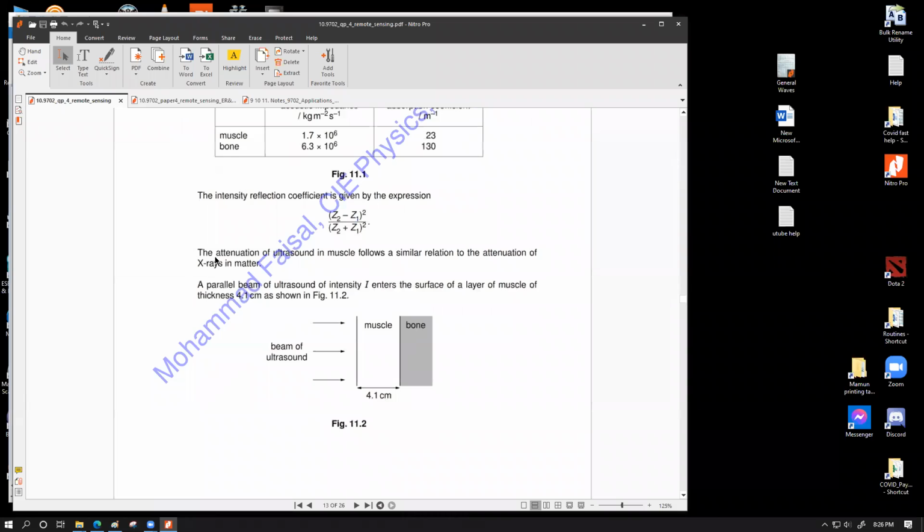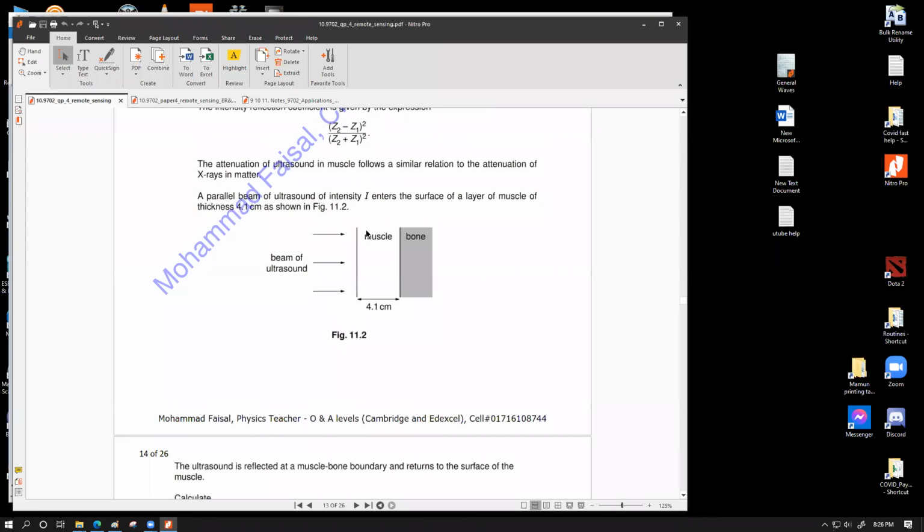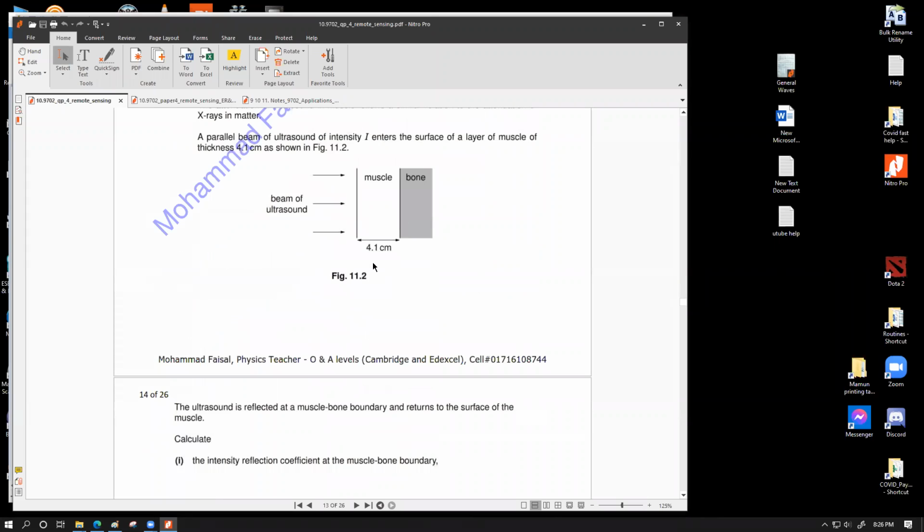Here comes the question. The attenuation of the ultrasound in muscle follows a similar relation to the attenuation of the X-ray in matter. A parallel beam of ultrasound of intensity I enters the surface of a layer of muscle of thickness 4.1 centimeter, as shown in figure 11.2. So I is entering here in the muscle. The ultrasound is reflected at the muscle bone boundary and returns to the surface of the muscle. So the wave is going to come in, reflect off, and then reflect back.